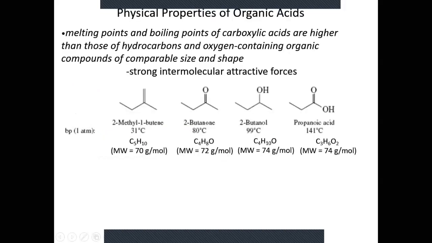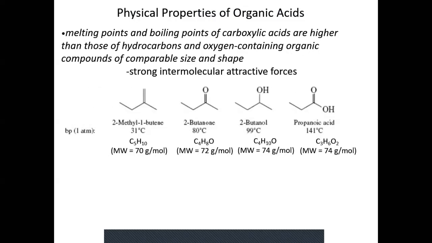Now let's get into some of the physical properties of organic acids. Here there's a good statement that says the melting points and boiling points of carboxylic acids are higher than those of hydrocarbons and oxygen-containing organic compounds of comparable size and shape. So what does that mean? That means if you're comparing a carboxylic acid with other compounds of similar size, aka similar molar masses, then the carboxylic acids are going to have higher melting and boiling points. And this is due to the strong intermolecular forces.